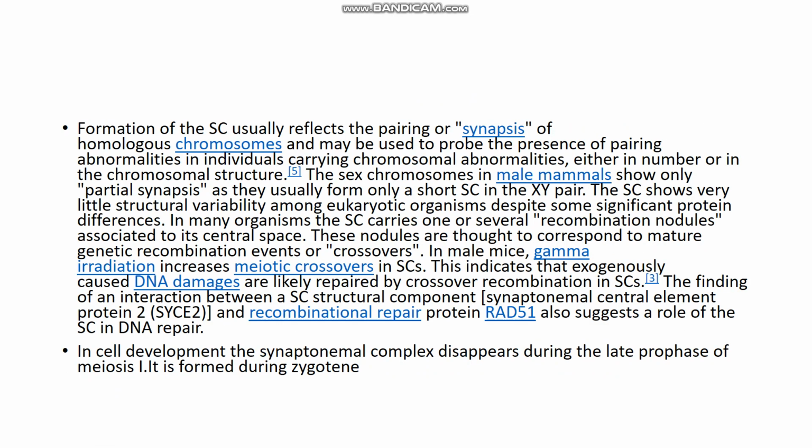Formation of the synaptonemal complex reflects the pairing of synapses. If any mutation occurs to the synaptonemal complex, then there will not be any exchange of genetic material or recombination.